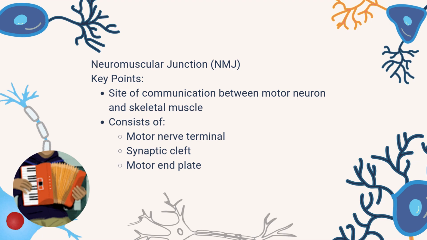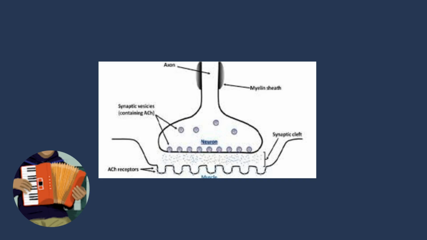And in this slide, we have the neuromuscular junction. The key point: the site of communication between the motor neuron and skeletal muscle consists of the motor nerve terminal, synaptic cleft, and motor end plate, as I explained in the previous slide. And here is an image of the neuromuscular junction.